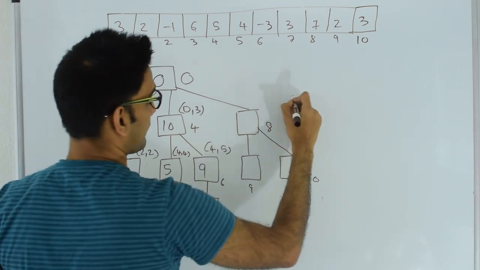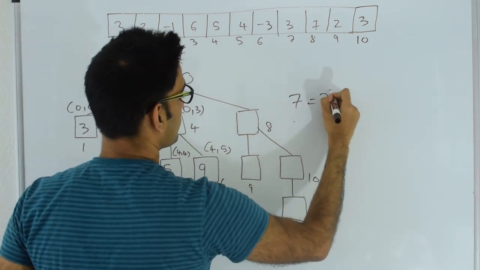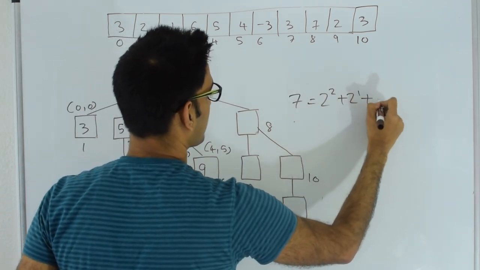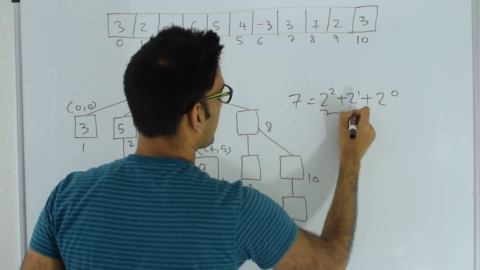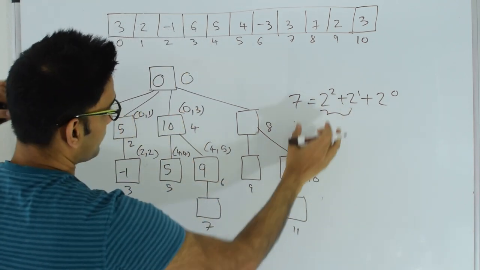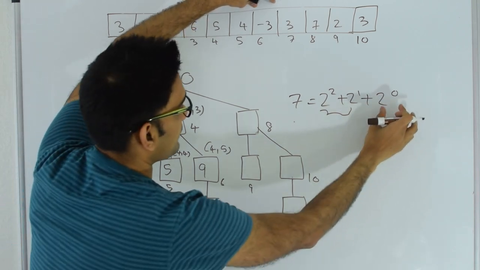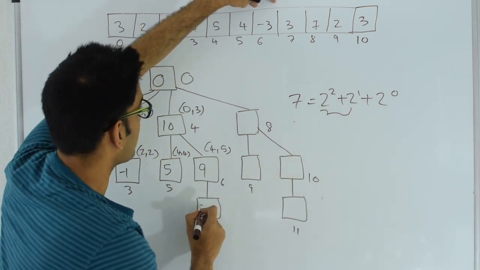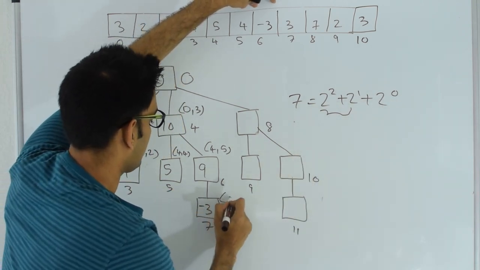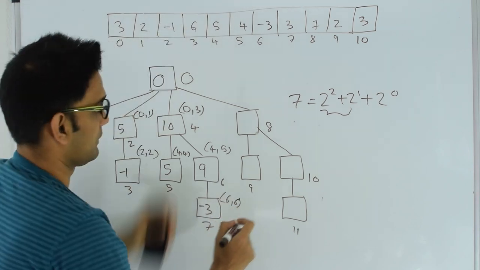Let's try to fill up 7. 7 is 2 raised to 2 plus 2 raised to 1 plus 2 raised to 0. If you combine these two, starting from 2 raised to 2 plus 2 raised to 1, so starting from 6, the sum of the next 1 element will be stored here. So that's minus 3. And this is storing range 6, 6.